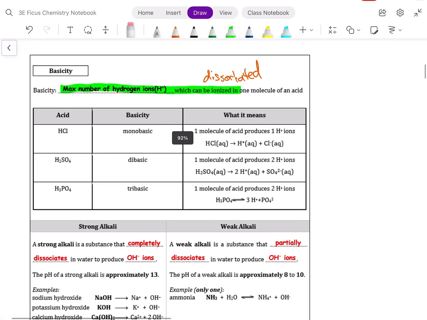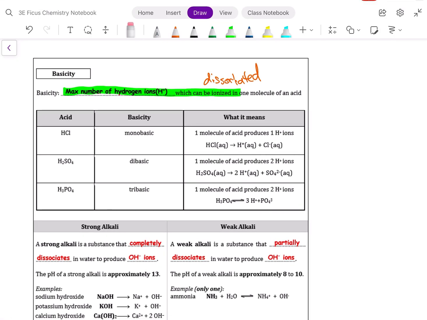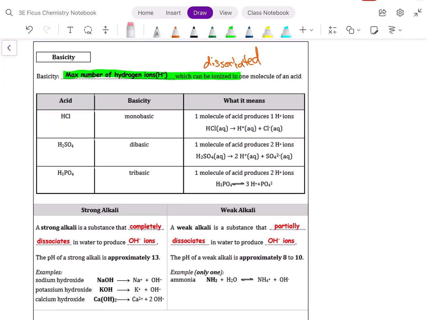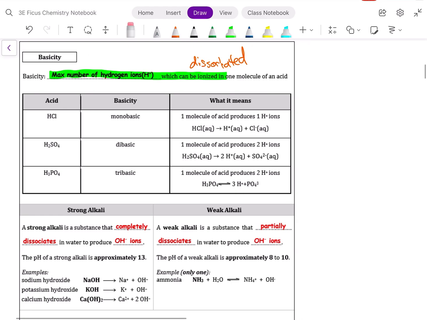Alright, so in this second video, we are going to talk about the basicity of an acid. Basicity is the maximum number of H plus ions which can be dissociated or ionized in a molecule of acid.